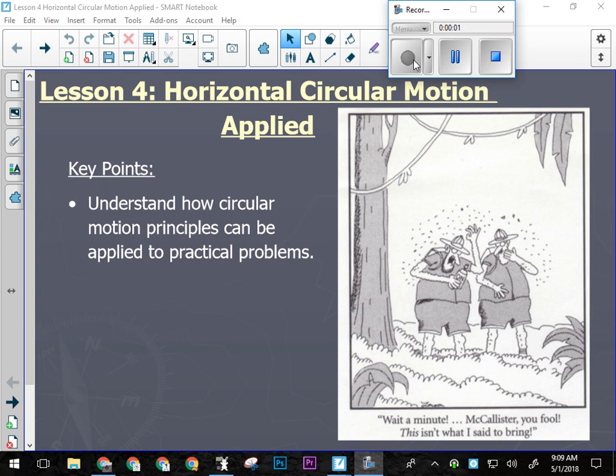Okay, so here's what we're going over today, guys. We're going to talk about some of the applications beyond the different types of corners that we went over, for uniform circular motion.